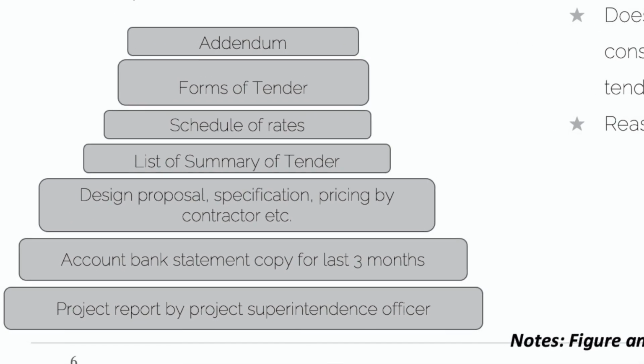The QS have to make sure that the tender are complete and have all the mandatory documents, which are addendum, form of tender, schedule of rates, list of summary of tender, design proposal specification, pricing by contractor, etc., account bank statement, which is for the last 3 months, and project report by project superintendent officer.